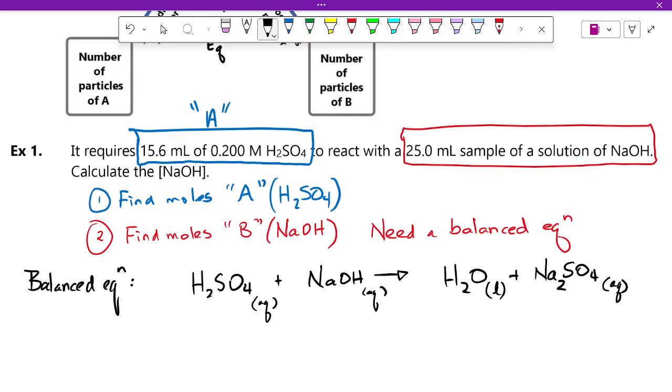Are we balanced? No. What do we need to do to balance that reaction? Be brave. We need a 2 in front of who? NaOH, yes. We need a 2 there. Do we need a 2 anywhere else? In front of water, yes. Okay, so now we have our balanced equation. So now that we know we need to find moles of A and moles of B, and we have a balanced equation, could you find moles of A, the H2SO4, and find moles of B? Okay, go for it.